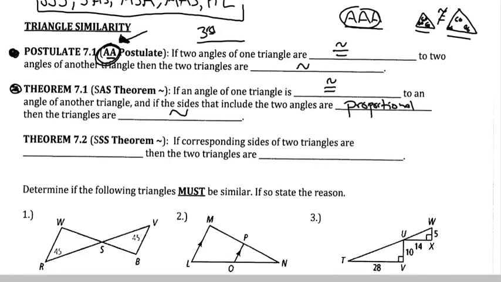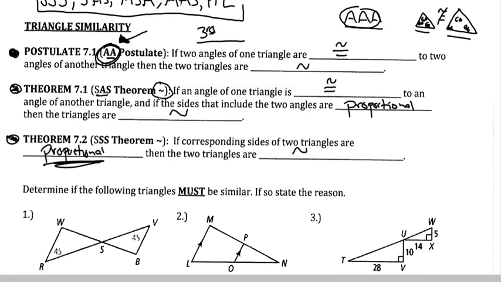So we have SAS of similarity, and you have to say of similarity because normal SAS is for congruence. And the last one is going to be SSS of similarity. If the corresponding sides of two triangles are proportional, then the two triangles are going to be similar. So it's kind of like normal SSS, except instead of looking at the sides being congruent, we're looking to see if they are proportional. Those are going to be the three shortcuts we're going to use.